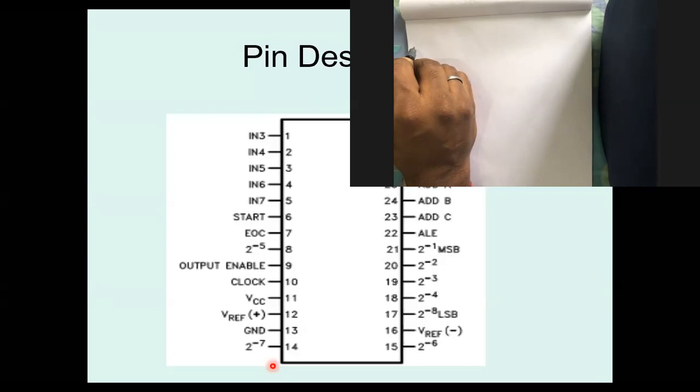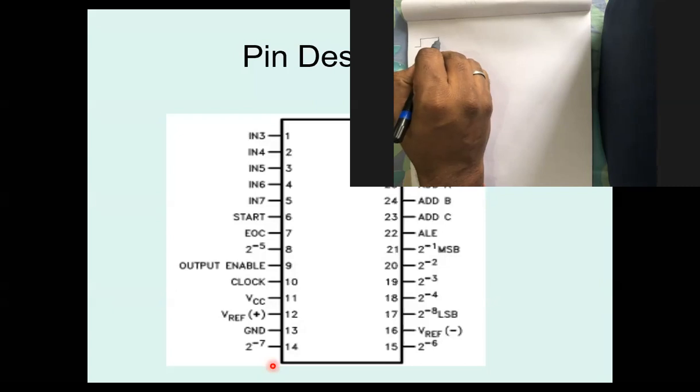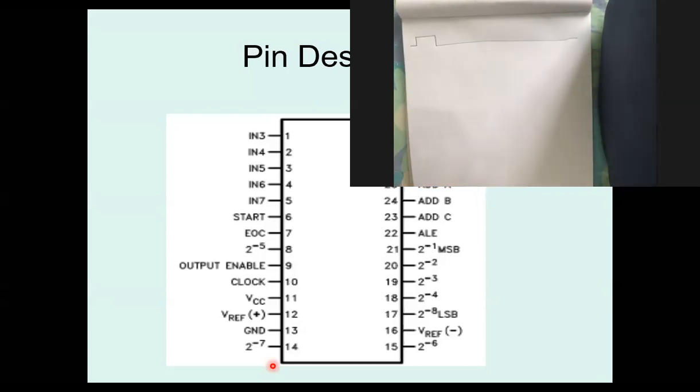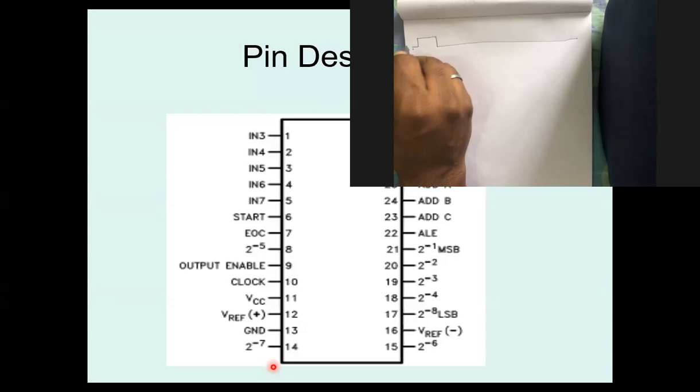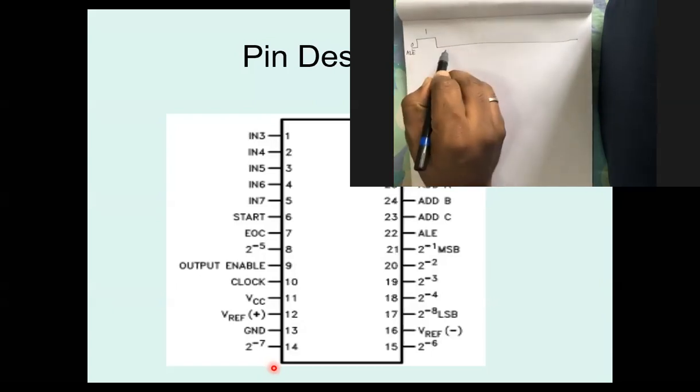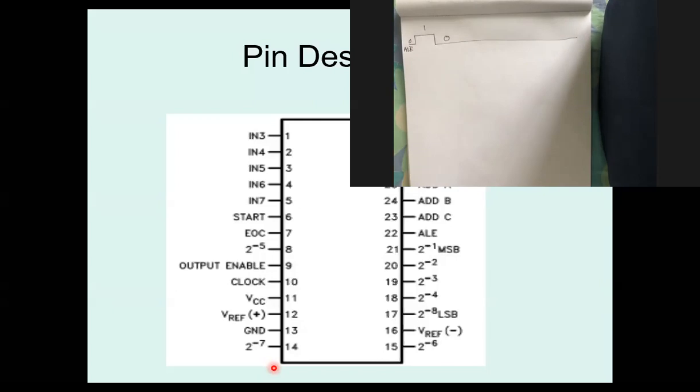First is the ALE signal. Whenever we start, it will be zero, then it will be high, and then it will be low. So in the ALE signal, first it is zero, then high, and after that zero. It is the address latch enable. Whatever analog channel you are selecting, it has an internal buffer register. After given the ALE signal, that analog channel will be selected.